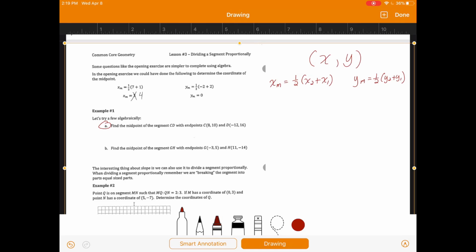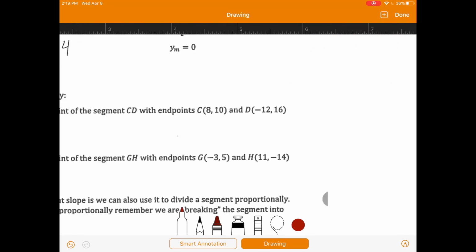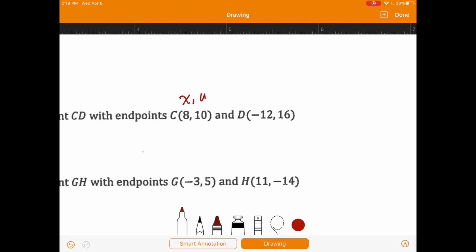So to find the midpoint, we're going to have the values from the two endpoints and plug them into these two formulas. So this first formula helps us figure out the x value of the midpoint, and this formula helps us figure out the y value of the midpoint. So we're just going to take the numbers from here and plug them into these 4 spots here. So we're going to have to name each of these numbers. So we've got x1, y1, and x2, y2. So 8 is x1, 10 is y1, and so on.